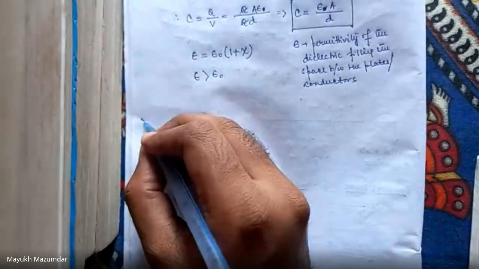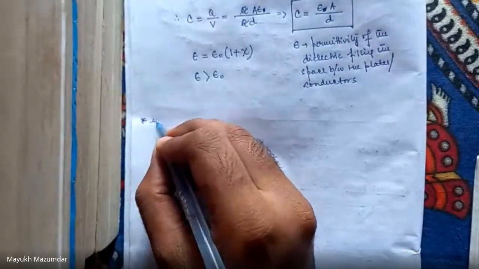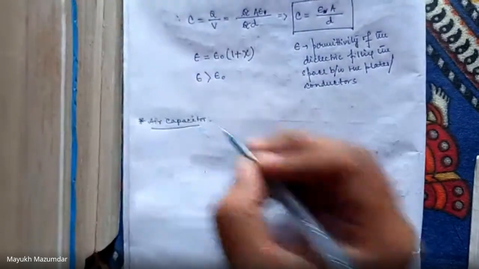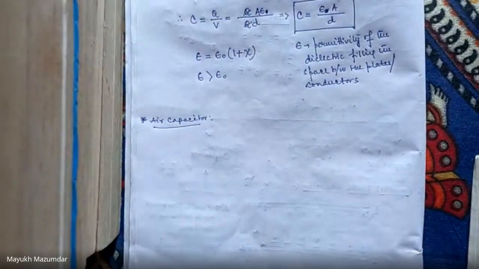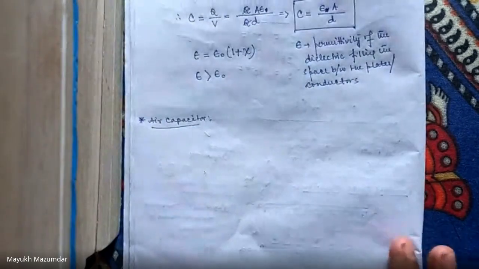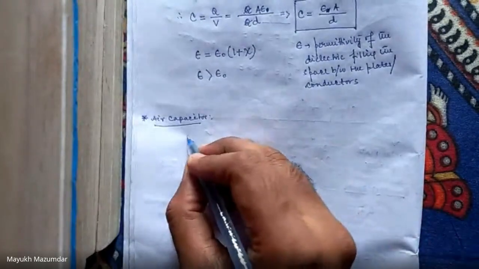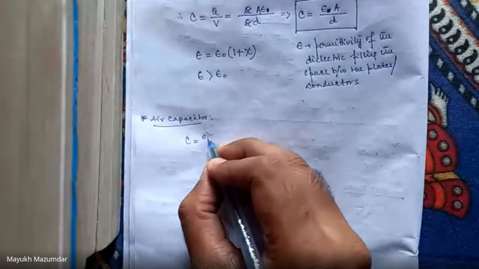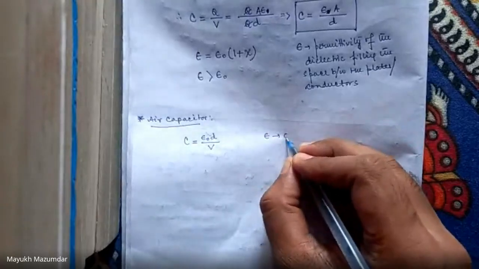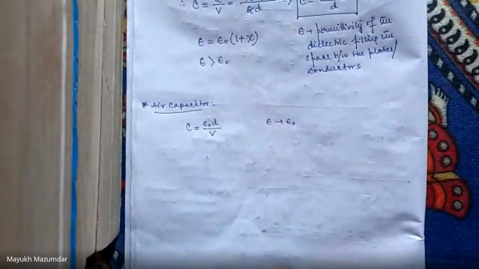Very simple. If we have an air capacitor, how would the capacitance of this parallel plate capacitor look if we put nothing but air between the two plates? So capacitance would simply be epsilon 0 A by d. Now instead of epsilon we are using epsilon 0. No big deal. And if there's a dielectric it would be epsilon.